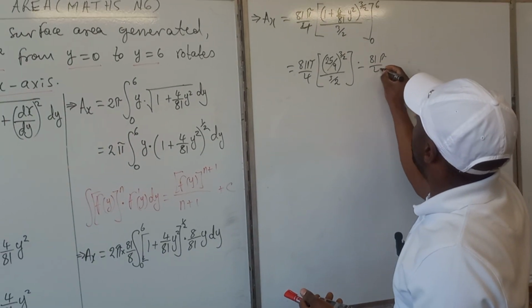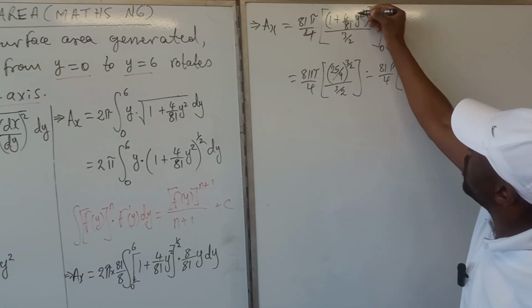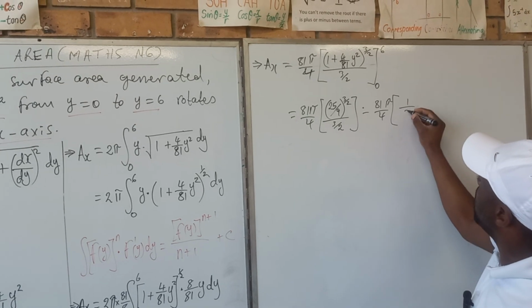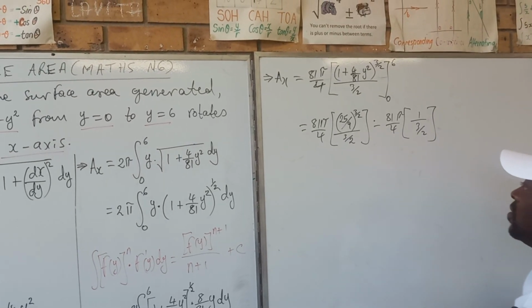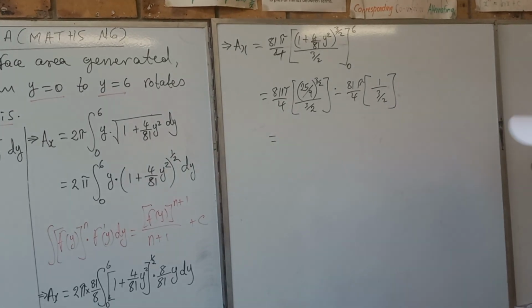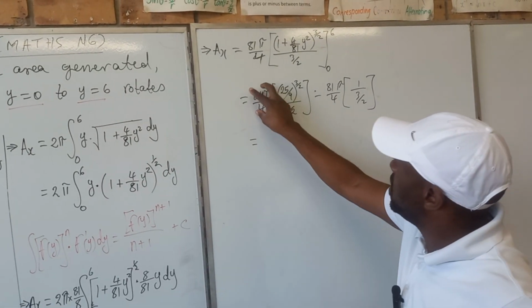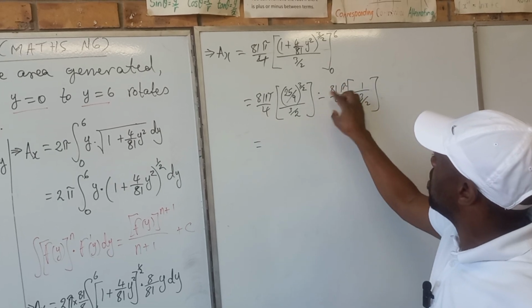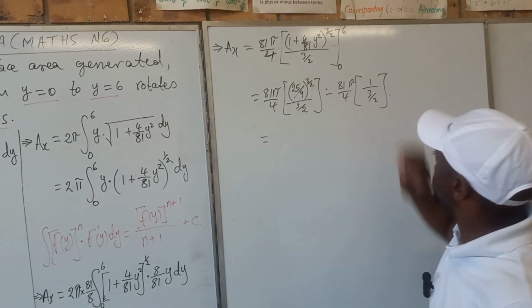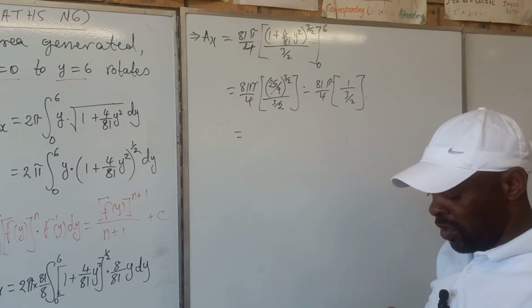Then I start the process again. 81 pi over 4. Then I replace y by 0. If you replace y by 0, this whole item is 0. You are left with 1 over 3/2. So it's now time to talk to the calculator to do the rest for you. I must remember that 81 pi over 4 is a constant, or is a common factor. So I'll just do this part minus that part, and I'll multiply by 81 pi over 4.